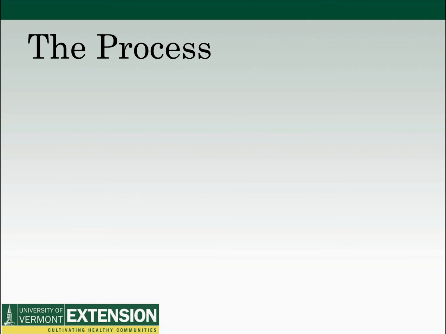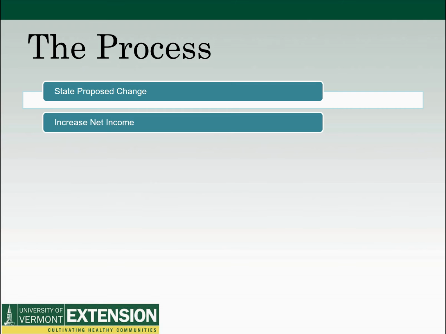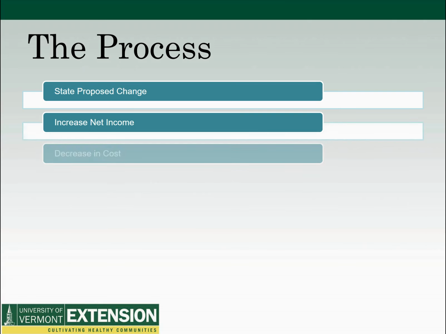So let's quickly review the process for doing a partial budget. We want to start with a proposed change that you wish to evaluate. This is where research into the pluses and minuses the proposed change might have on net income comes in. Also, some assumptions will be formulated. If the change is made, we need to look at what impact the change would have on potentially increasing net income.